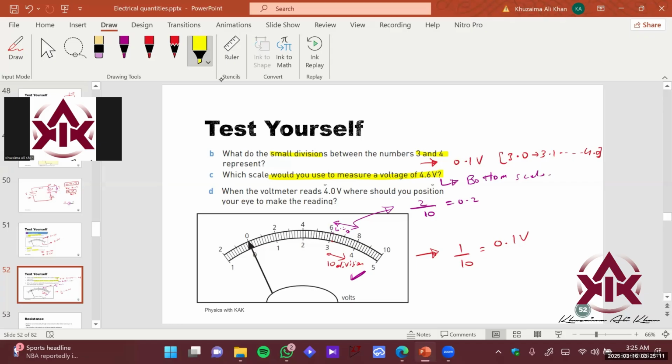Okay, so when the voltmeter reads 4.0, where should you position your eye to measure the readings? Let's say your voltmeter is here, and you want to measure it physically with your eye. Let's imagine that this is your voltmeter here, showing 4. Your eye should be placed in such a way that it is perpendicular to the scale here, to avoid what? Parallax error, right? So this should be the answer for part D.